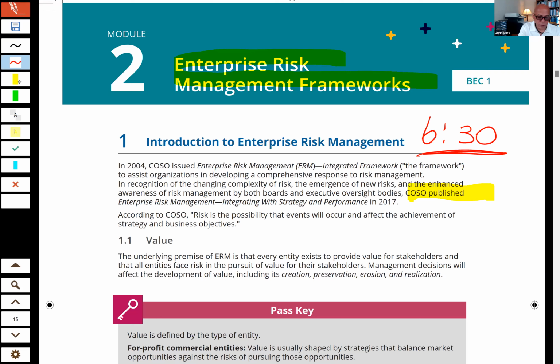Now, when we look at the discussion here, we're going to start out with some definitions, and then, now that we've understood some of the definitions used in the ERM framework, we'll talk about how we would apply that to an entity's risk management strategy. Okay, so we start out here with value. And so what is value? Again, the definitions: management decisions will affect the development of value, including its creation, preservation, erosion, and ultimate realization.